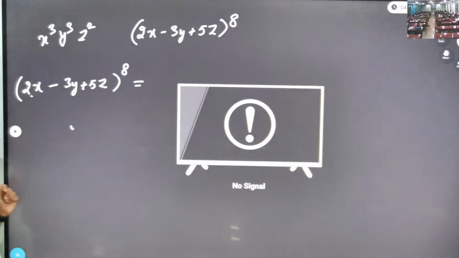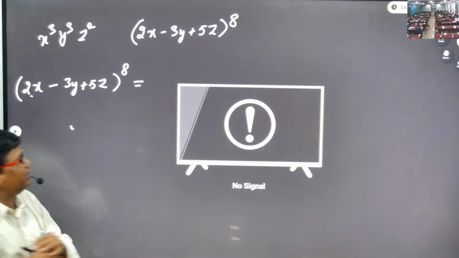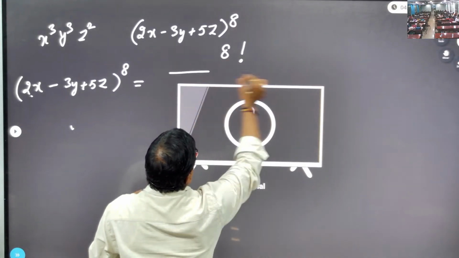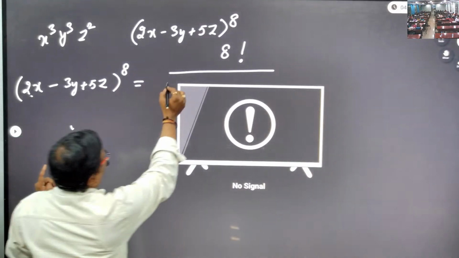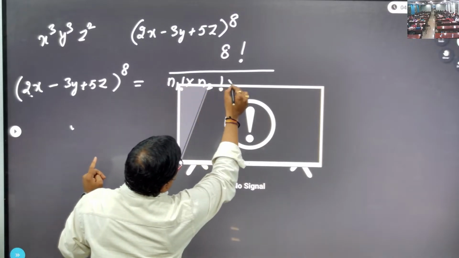Right. Is equal to, what is the value we are supposed to write? n factorial by n1 into n2 into n3 up to nk value. So what is the value of n over here? 8. That is 8 factorial we are writing on the upper side, divided by how many values we are having over here on the left side? 3 values. That is, k value is 3: n1, n2 and n3. That we need to find out: what is the n1 value, what is the n2 value and what is the n3 value. Okay. So n1 into n2 into n3.